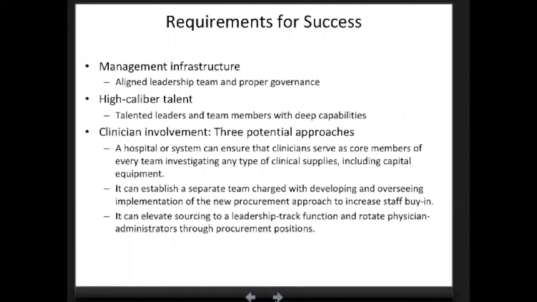And then clinician involvement. There are three potential approaches that the article highlights. A hospital or system can ensure that clinicians serve as core members of every team that is investigating any type of clinical supplies. It can establish a separate team charged with developing and overseeing implementation of the new procurement approach, or it can elevate sourcing to a leadership track function and rotate physician administrators through procurement positions. So there are ways in which you can involve clinicians from a structural point of view.